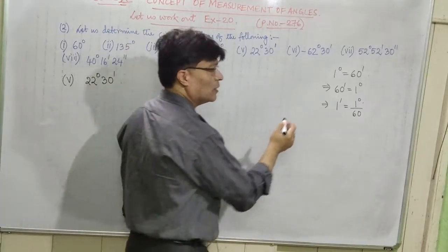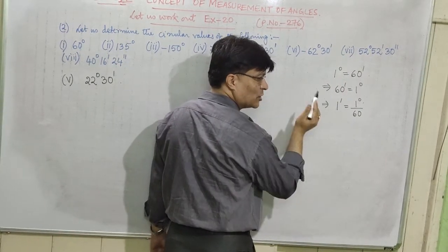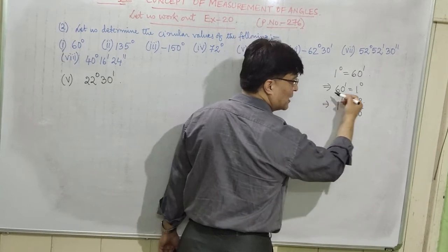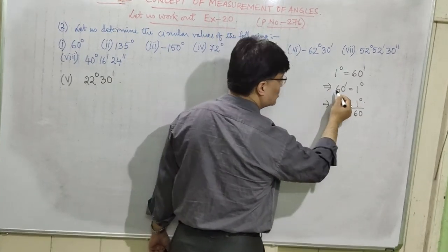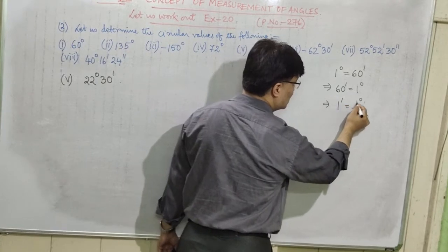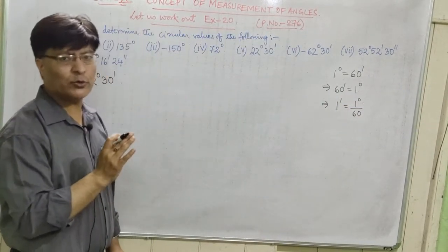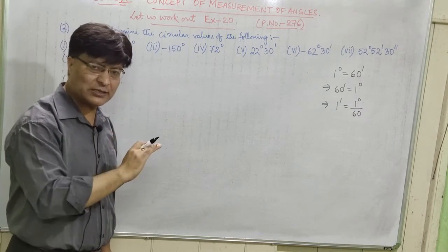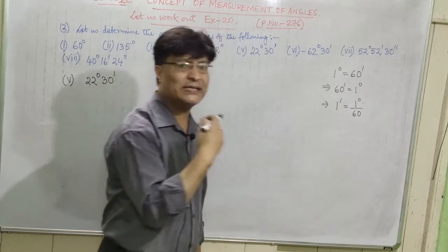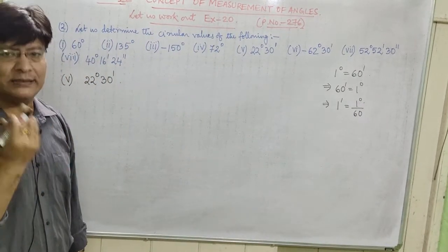Okay. So we know that 1 degree is equal to 60 minutes. Since we are converting minutes into degrees, write minutes on the left side and degree on the right hand side. Okay. So 60 minutes is equal to 1 degree. So 1 minute is equal to 1 degree divided by 60. So whenever you are to convert minutes into degrees, you have to divide that minute by 60. Then that minute will be converted into degrees.